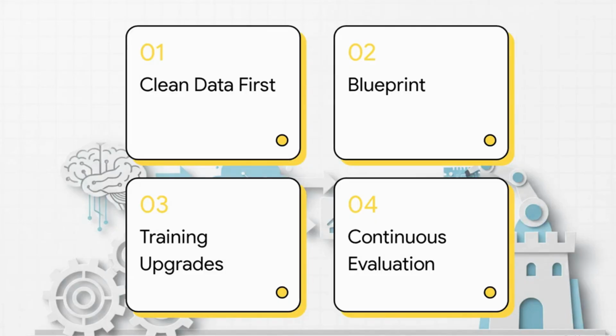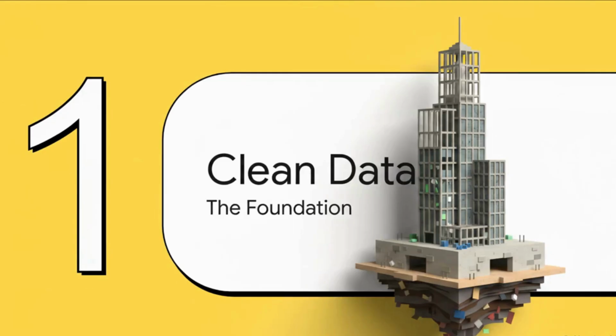Okay, let's dive into this. Our architectural blueprint for today has basically 4 phases. First, pouring the foundation with clean data. Second, drawing up the blueprint through architecture and optimization. Third, installing upgrades using advanced training paradigms. And finally, a thorough inspection via continuous evaluation. Let's get to it. So let's start right at the ground level with Phase 1, Foundation, putting clean data first.